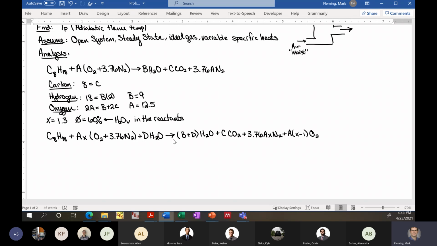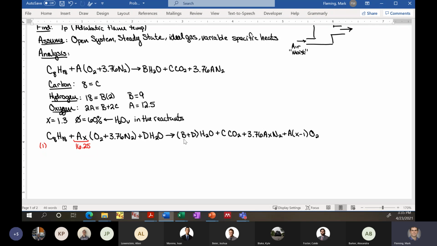We can just proceed with that assumption. And so what this allows us to do is we can say once we've done that balance and that setup, we know that we're going to have 1 kmol of fuel molecule coming in. A times X, we solve for A in the first part, 12.5. We now have multiplied by 1.3. This becomes 16.25 for the A times X.